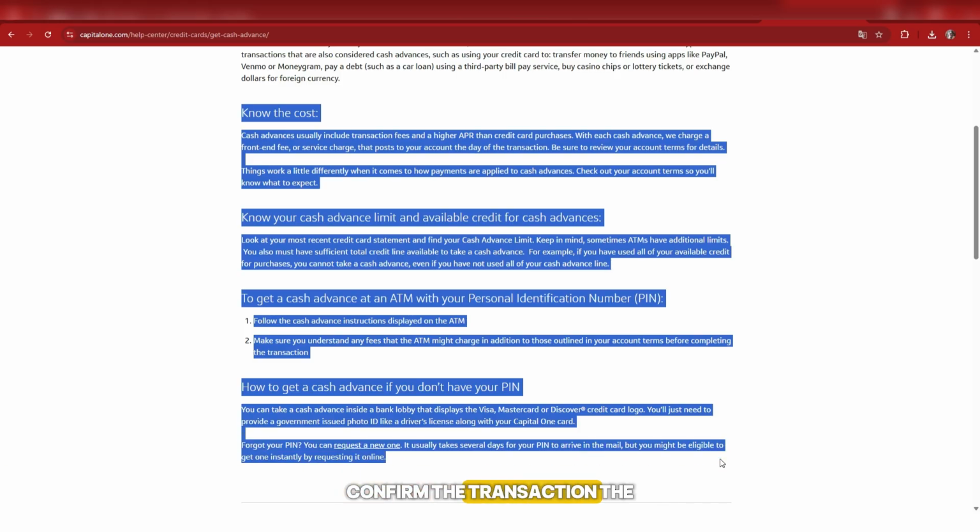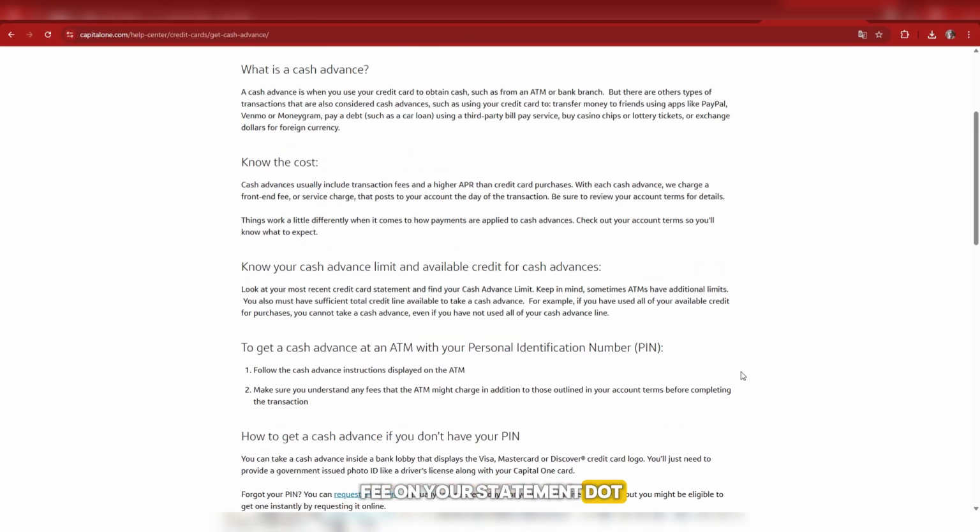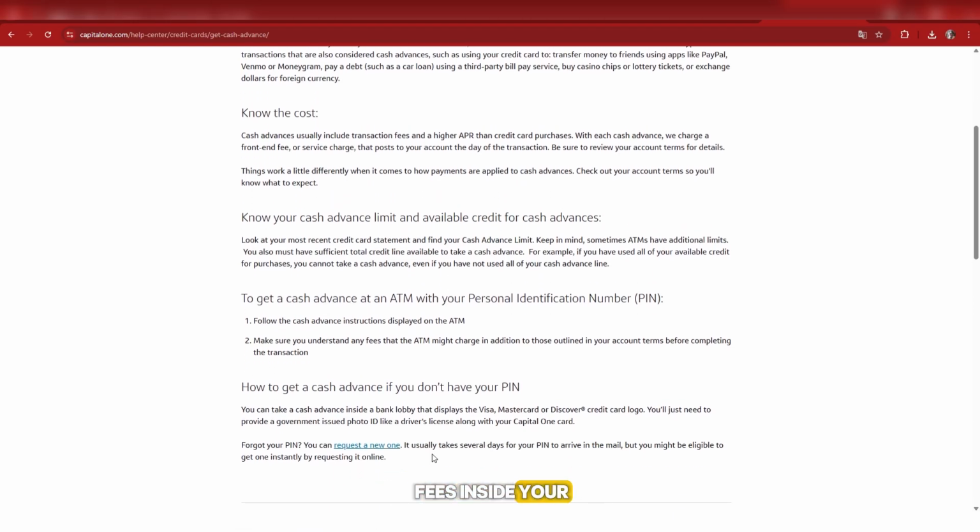Confirm the transaction. The ATM will dispense your cash, and the amount will be added to your credit card balance as a cash advance. Remember, interest usually begins accumulating right away, and you may also see an ATM fee plus a cash advance fee on your statement. So always review the fees inside your Capital One account before withdrawing.